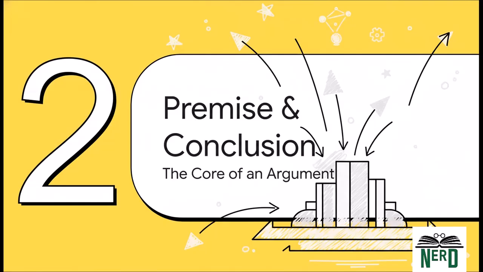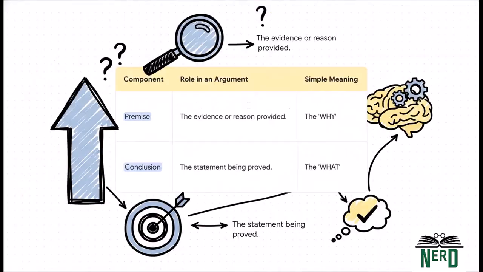Okay, great. So now that we've got the building blocks, the statements down, let's see what happens when we start putting those blocks together to build the very core of all logical reasoning and argument. Now, every single argument has two main parts, the premise and the conclusion. So to put it in really simple terms, the premise is the reason or the evidence that you're giving, it's the why, and the conclusion is the main point you're trying to prove, which is the what.